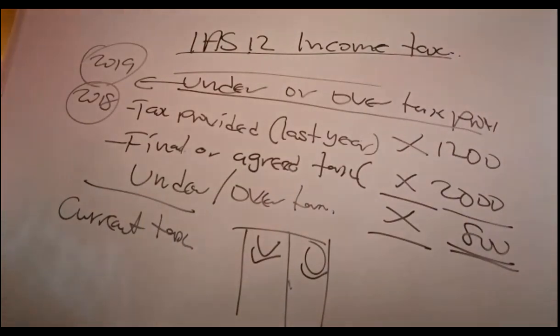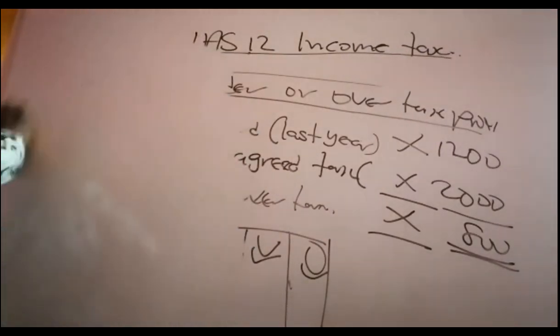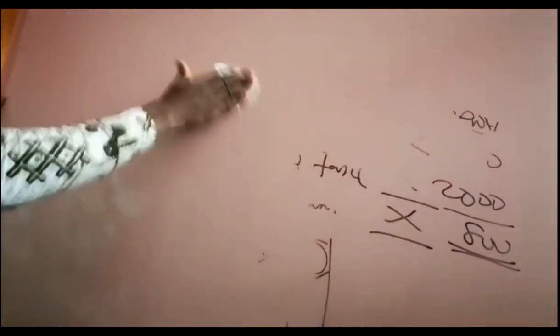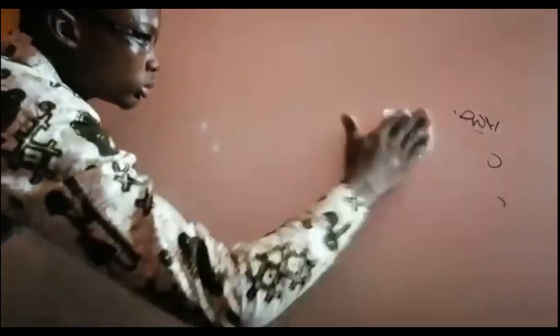Let's go to the troublesome guy for the year. The deferred tax is the one that creates the issue. So let's go to the deferred tax. Right after deferred tax, we are done with IAS 12. The first two don't pose too much challenge. It's the deferred tax that poses the challenge.